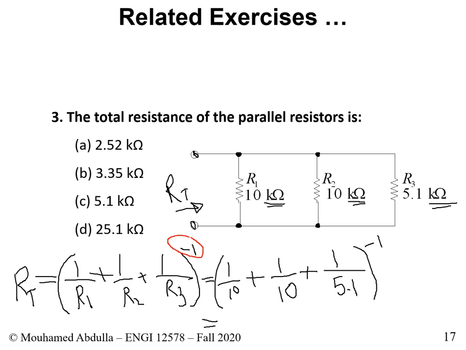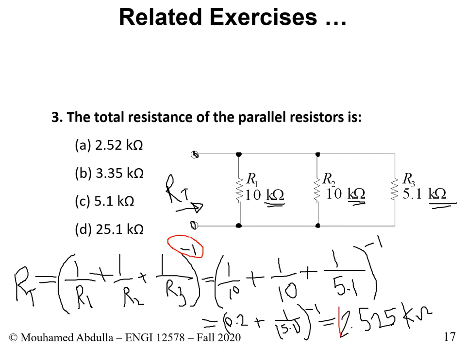So this equals 1 divided by 10, that's 0.1. 1 divided by 10 is 0.1. So we have 0.1 plus 0.1, that becomes 0.2, plus 1 over 5.1. Okay. And then reciprocal. So we can take a calculator, do the calculation quickly. 5.1, we do 1 over that, plus 0.2, we do reciprocal, and we get 2.52. And the value should be in kiloohm because everything is in kiloohm.